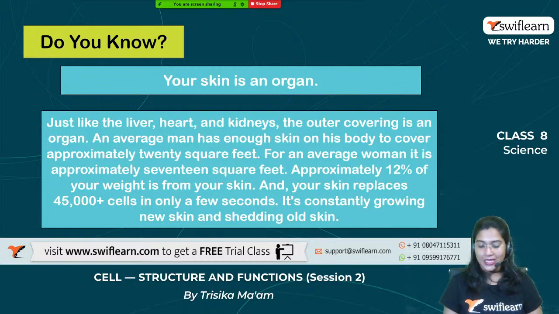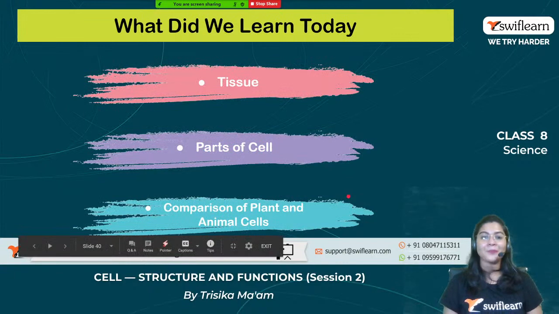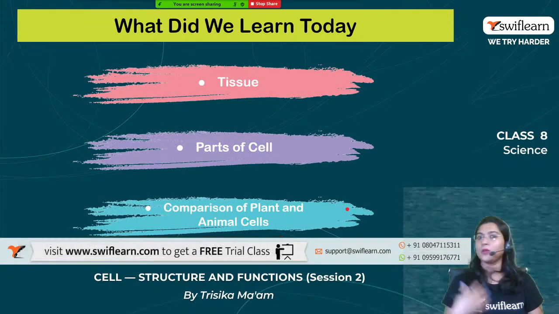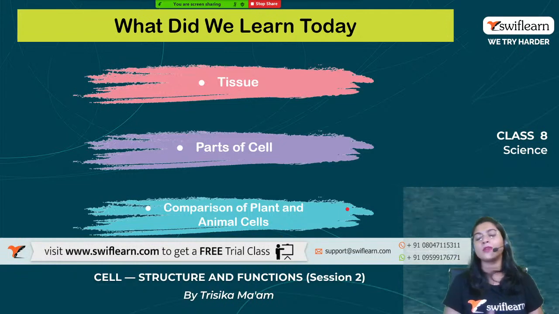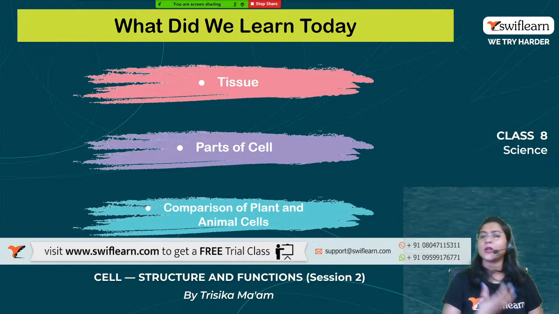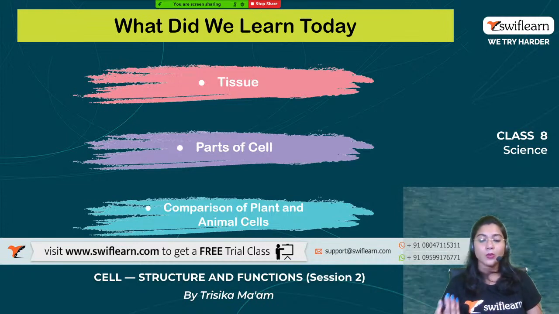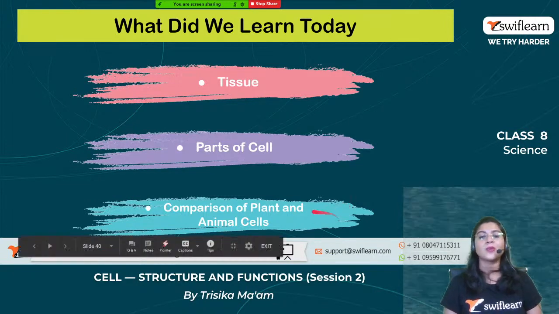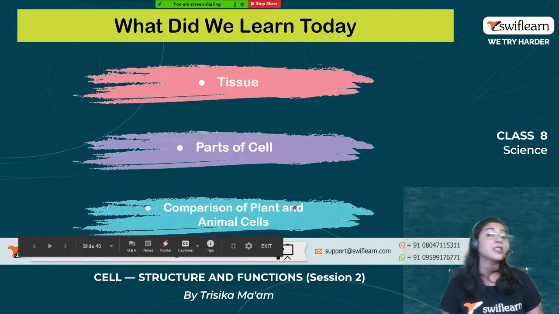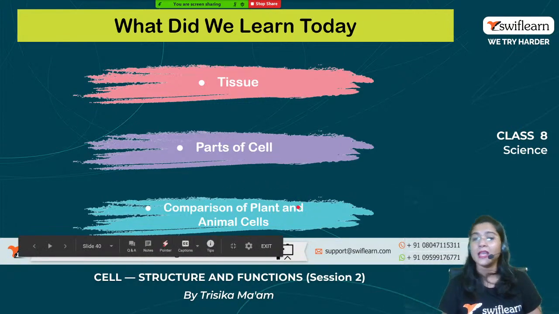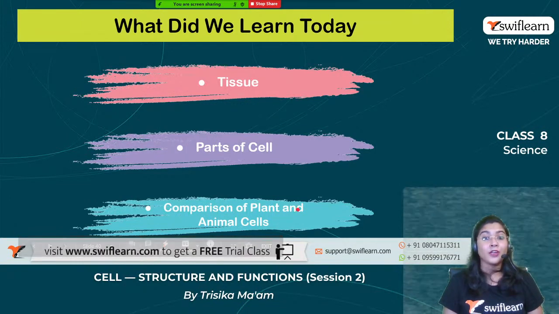So, by this, let me end today's session. What we have learned today: we have discussed tissues, how they are forming, what the different tissues in our body are, and how they make up the organs. We have also discussed the different parts of the cell like nucleus, cytoplasm, protoplasm, cell membrane, cell wall, and all of these parts. And we have also studied the differences between the plant cell and the animal cell along with the diagram, right? So this is all for today's session.